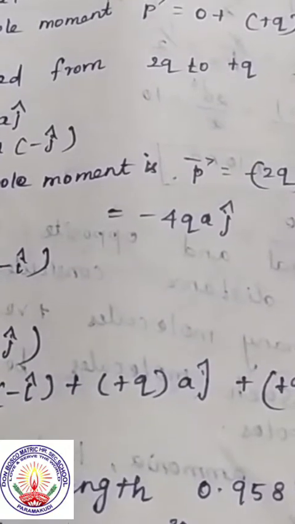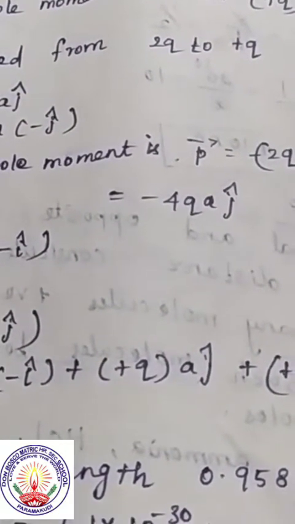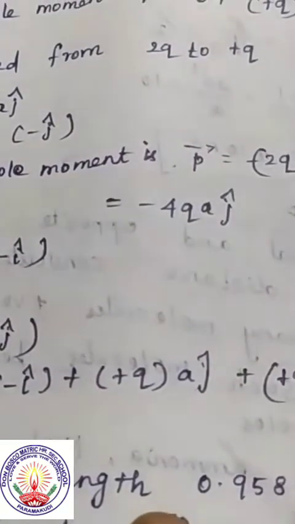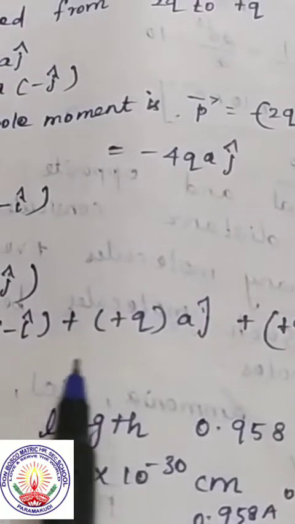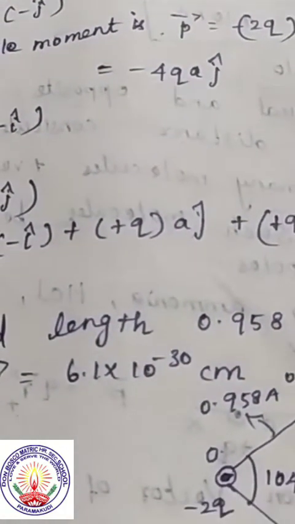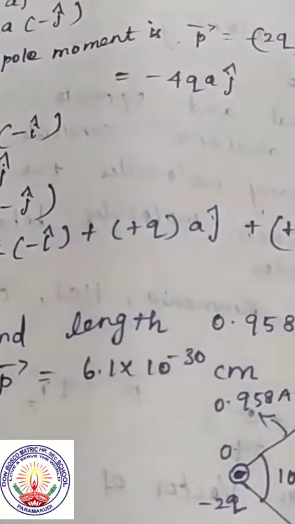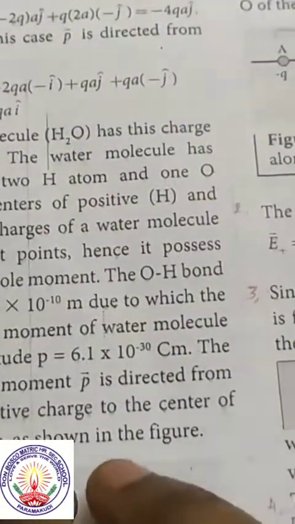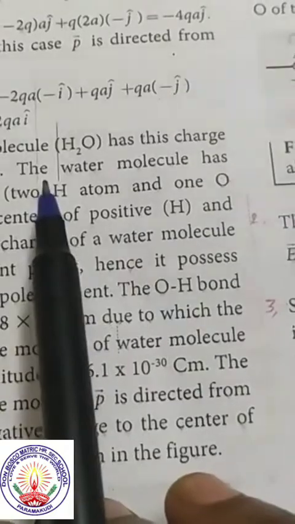And the fourth diagram, what is the charge value? Plus q and plus q, another charge and minus 2q. All the values we have to substitute in the dipole moment, then we have to get the answer. And the last one is the H-O-H bond. So one example: the water molecule H2O has this charge configuration.